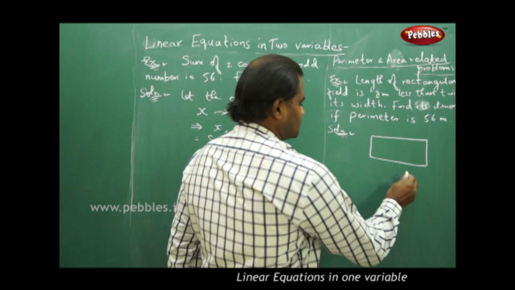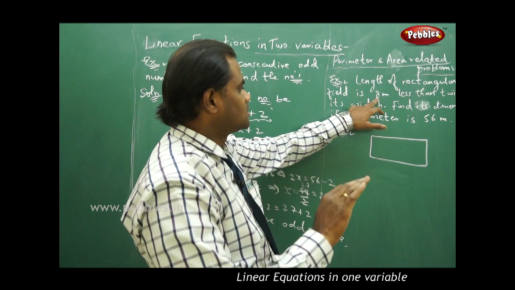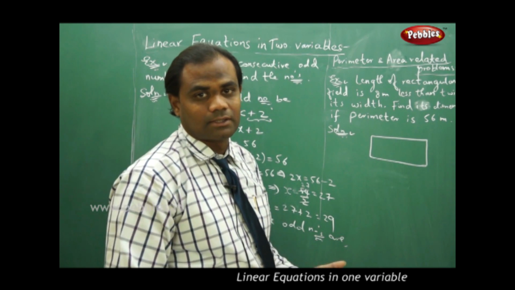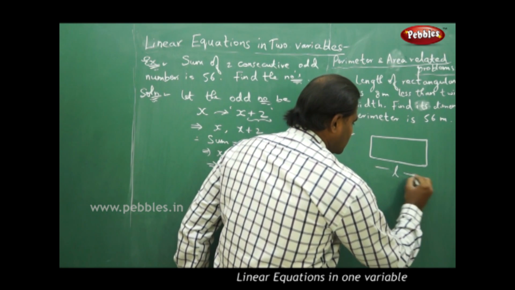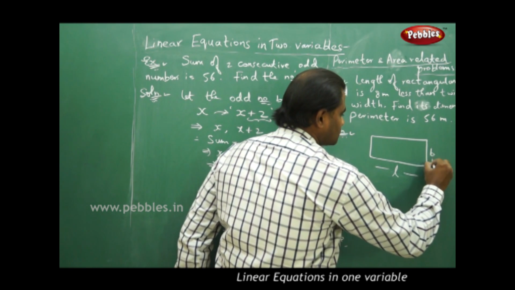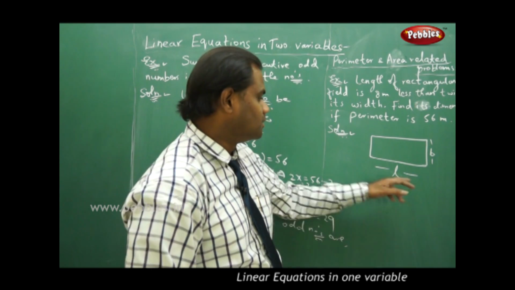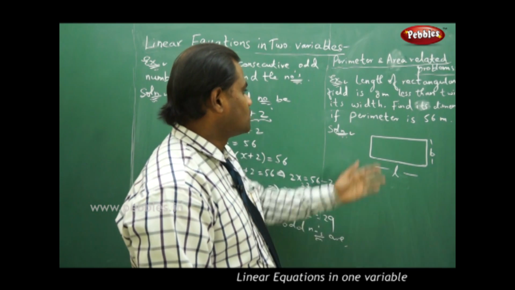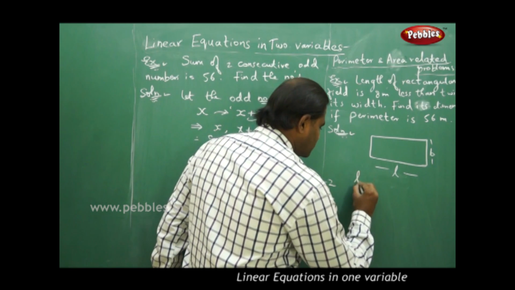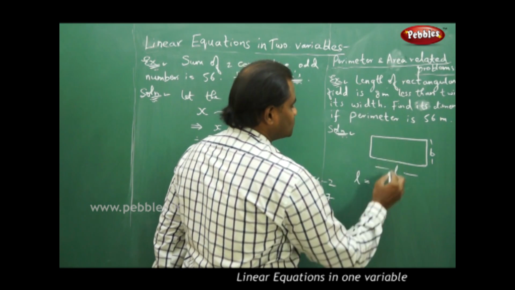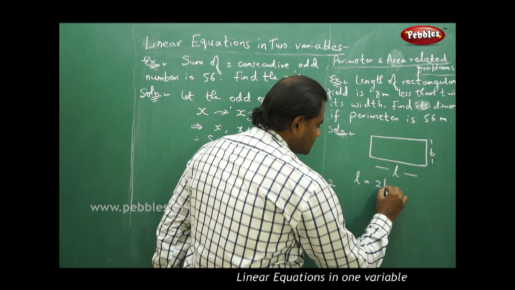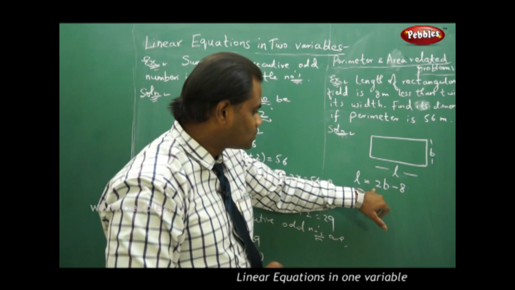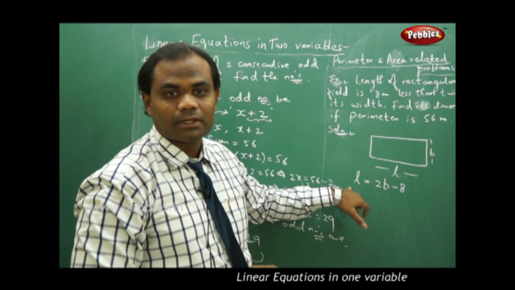it is told that the length is related to the width with certain conditions. Because I don't know what the length and the width are, I just take the length as L and the width, or breadth, as B. So using these two unknown dimensions, I'm going to frame the linear equations. Here it is given that the length of the rectangular field is 8 meters less than twice its width. So if I take twice the breadth, then the length is 8 meters less than that. So I understand this to be twice B minus 8, which gives me the original length L.